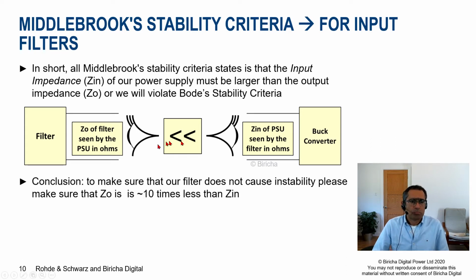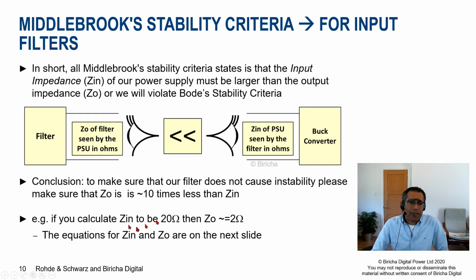So the conclusion is to make sure that our filter does not cause instability by making sure that the output impedance of this filter is at least 10 times smaller than the input impedance of this power supply. For example, if you calculate that Zin of this power supply is 20 ohms, then Zout has to be around 2 ohms and not much more, otherwise you can have instability problems.